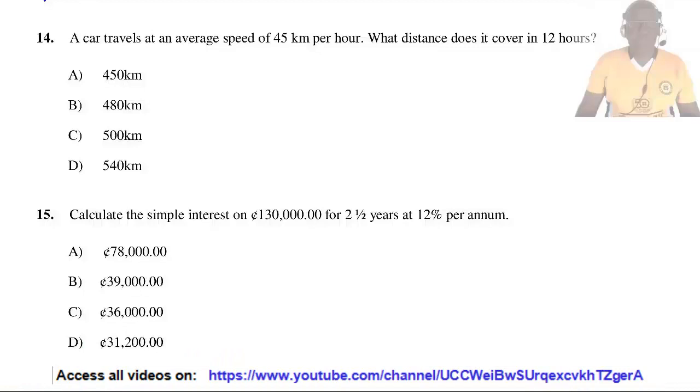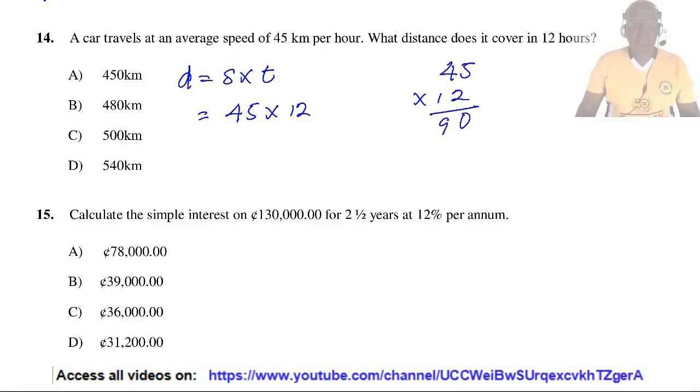Question 14. A car travels at an average speed of 45 km per hour. What distance does it cover in 12 hours? The distance D equals the speed times the time. The speed is 45 km per hour. The time is 12 hours. So 45 times 12. 2 times 5 is 10, carry 1. 2 times 4, 8, 9. 1 times 5 is 5. 1 times 4 is 4. So 540. So the answer is D.